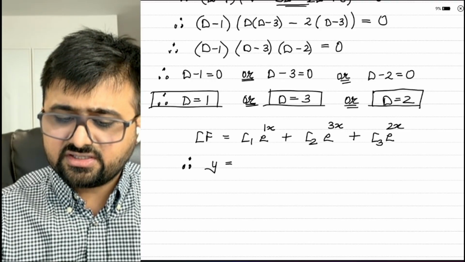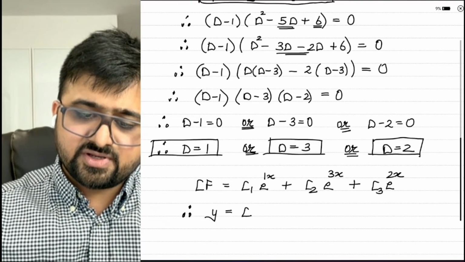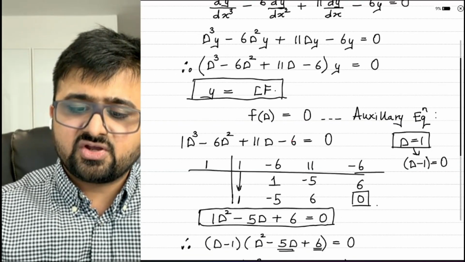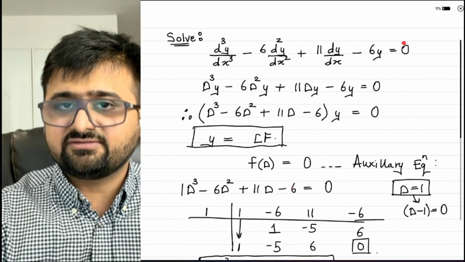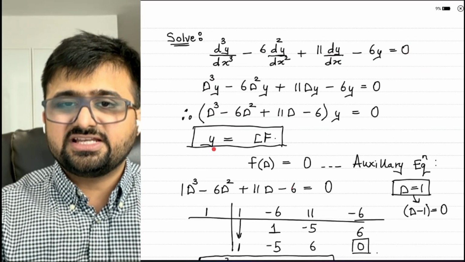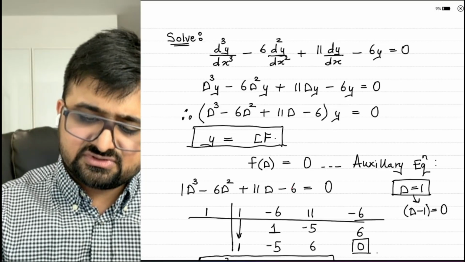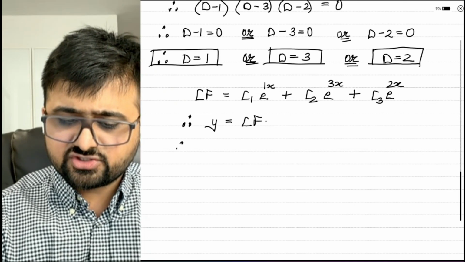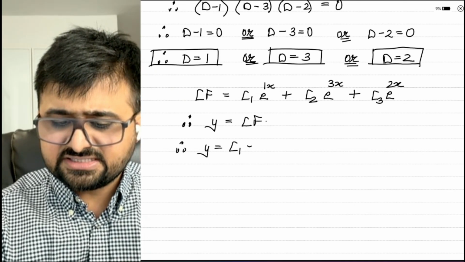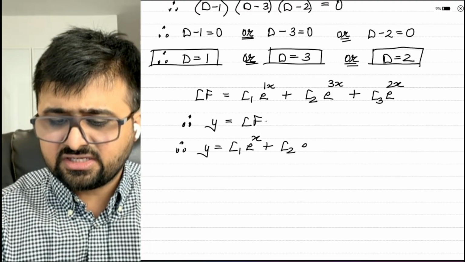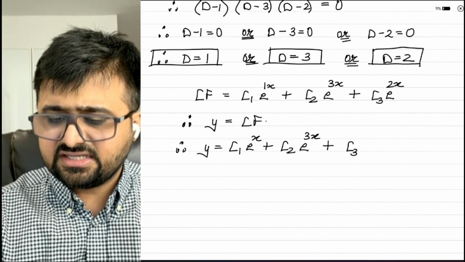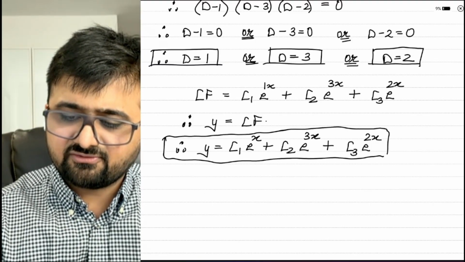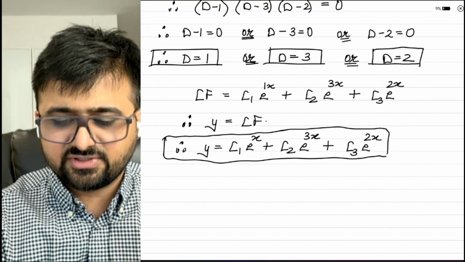Therefore, your solution in this case is nothing but just the complementary function. If you remember from the top, we just have y is equal to CF, because our particular integral is 0, since our right-hand side is 0. The solution of this differential equation is just y is equal to CF. Therefore, y is equal to C1 e raised to x plus C2 e raised to 3x plus C3 e raised to 2x. This is the solution of the differential equation that we want to solve. I hope that makes sense. Let's move on to the next example.